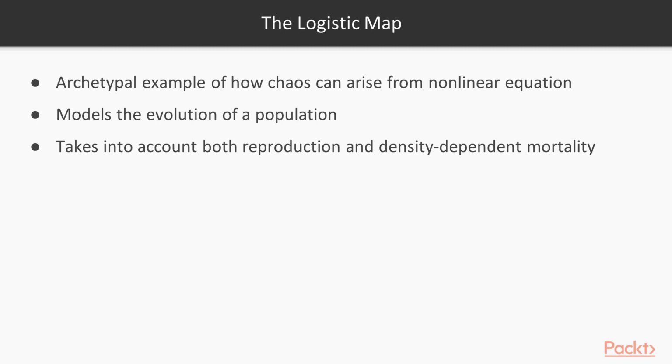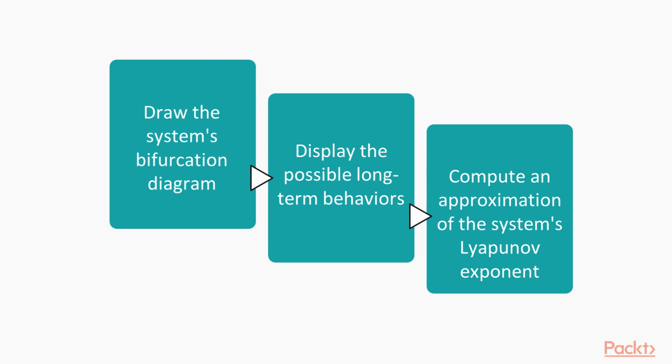The Logistic Map models the evolution of a population, taking into account both reproduction and density-dependent mortality, starvation. We will draw the system's bifurcation diagram, which shows the possible long-term behaviors like equilibria, fixed points, periodic orbits, and chaotic trajectories as a function of the system's parameter. We'll also compute an approximation of the system's Lyapunov exponent, characterizing the model's sensitivity to initial conditions.